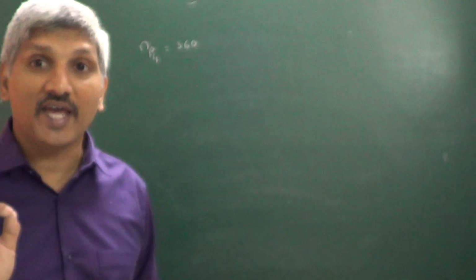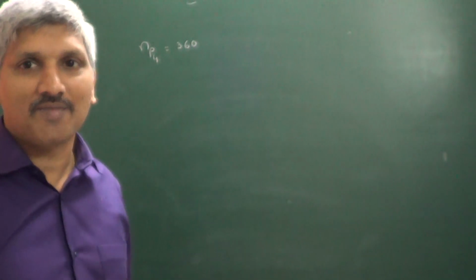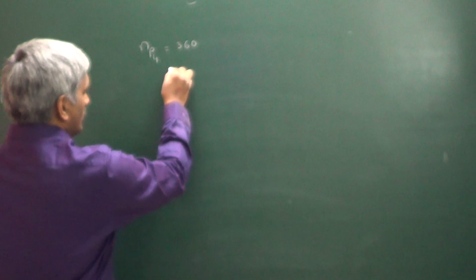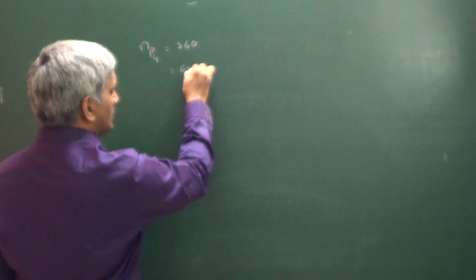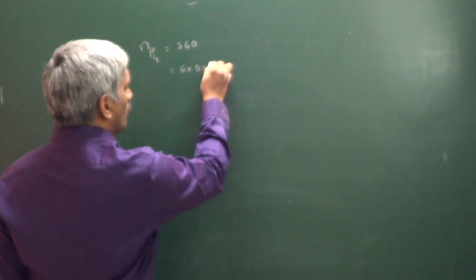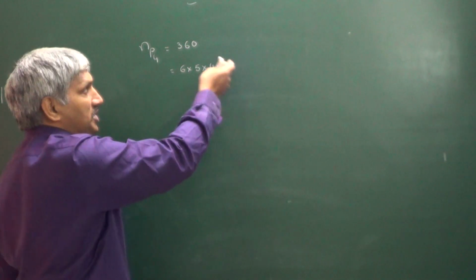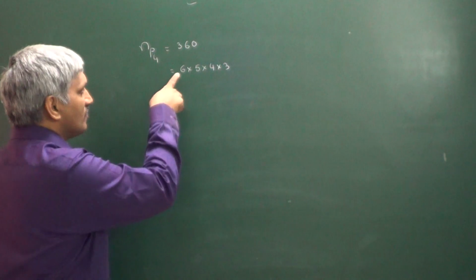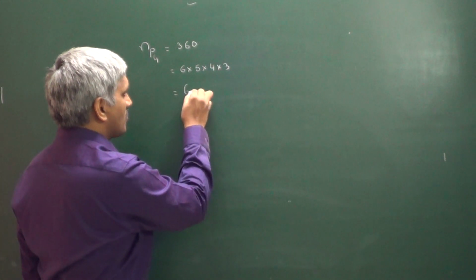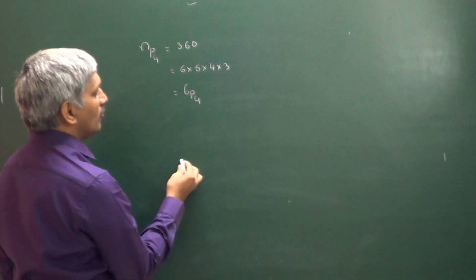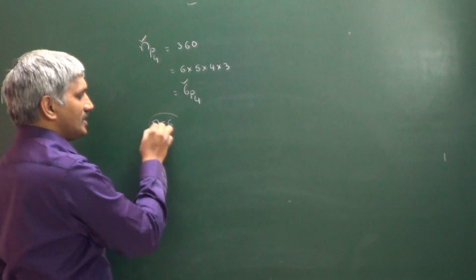What is the meaning of nP4? Starting from n, the multiplication of 4 consecutive numbers. You can observe here, 360 can be written as 6 into 5 into 4 into 3. 6, 5, 4, 3 gives 360. So starting from 6, the multiplication of 4 consecutive numbers. That's why we can write this as 6P4. So what is the value of n? The value of n is equal to 6.